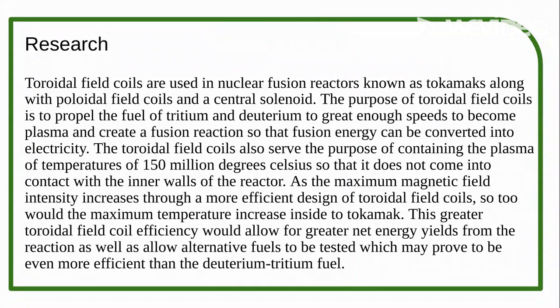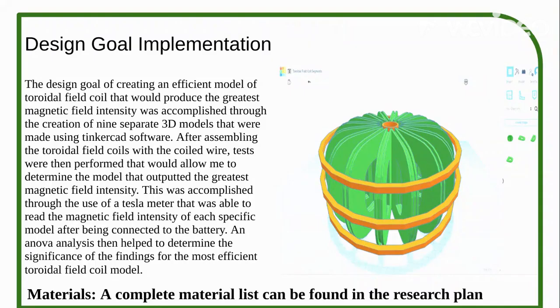Also, toroidal field coils are used in nuclear fusion reactors known as tokamaks, along with poloidal field coils and a central solenoid. Now, the purpose of the toroidal field coils is to propel the fuel of tritium and deuterium so that great enough speeds and temperatures can be met that fusion can be induced, which will in turn generate electricity.